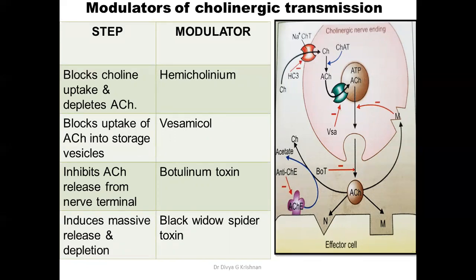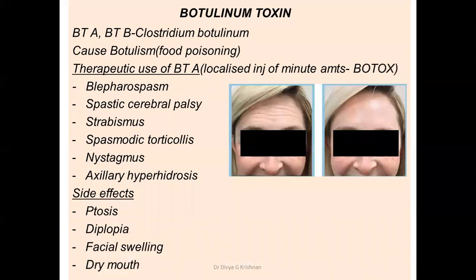So at this point, I would like to mention something about botulinum toxin also. This toxin is of two types, that is botulinum toxin A and botulinum toxin B. It is mainly produced by Clostridium botulinum and is associated with botulism, that is a kind of food poisoning. However, there are some therapeutic uses also of botulinum toxin A.